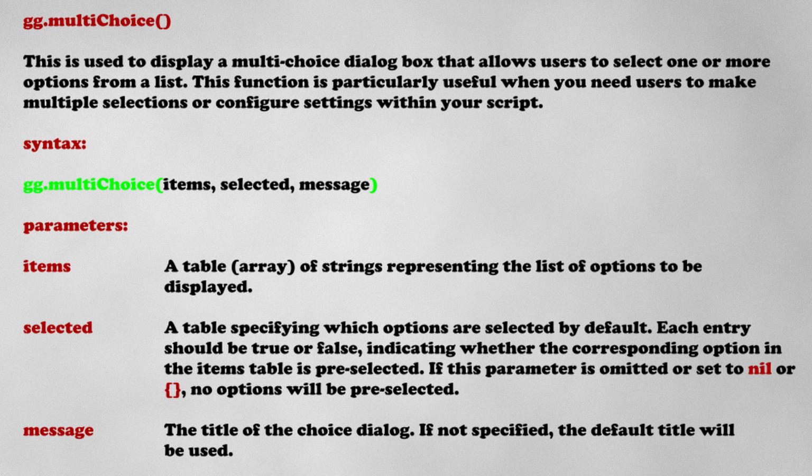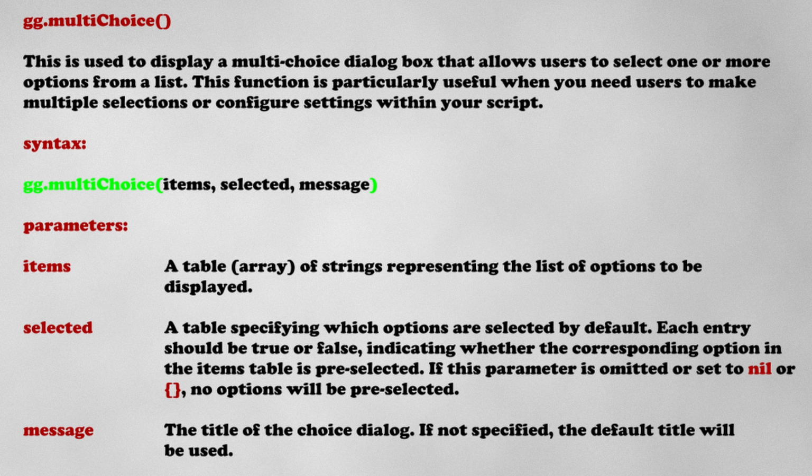gg.multiChoice. This is used to display a multi-choice dialog box that allows users to select one or more options from a list. This function is particularly useful when you need users to make multiple selections or configure settings within your script. Syntax: gg.multiChoice(items, selected, message).